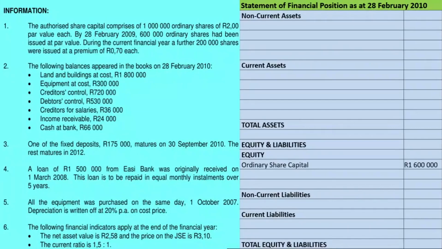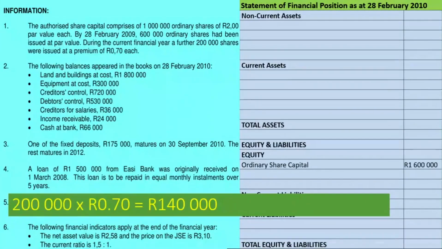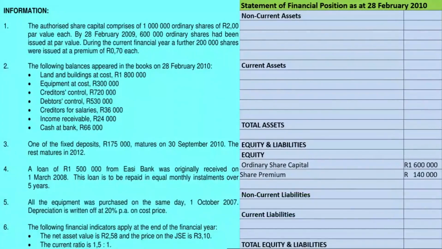And then let's record the share premium now. We're told that the 200,000 shares which were issued during the current period were issued at a premium of 70 cents each. So we're going to take 200,000 shares times 70 cents. It gives us a total of 140,000 rand. So we record that under equity as well because it's our share premium, 140,000 rand. Let's move on to number 2.